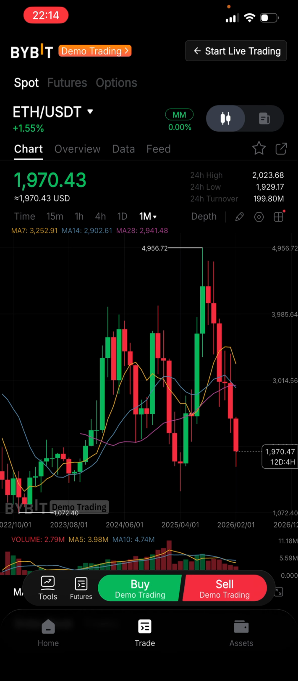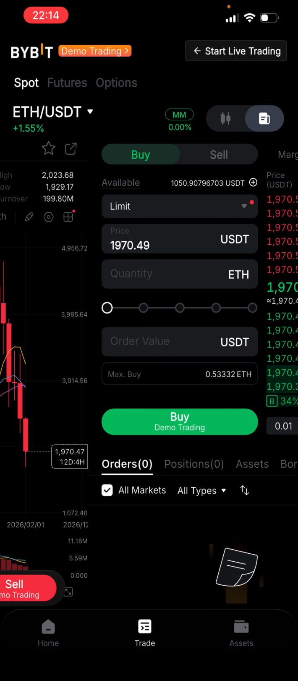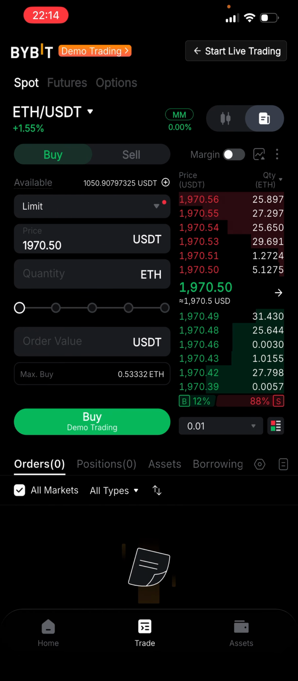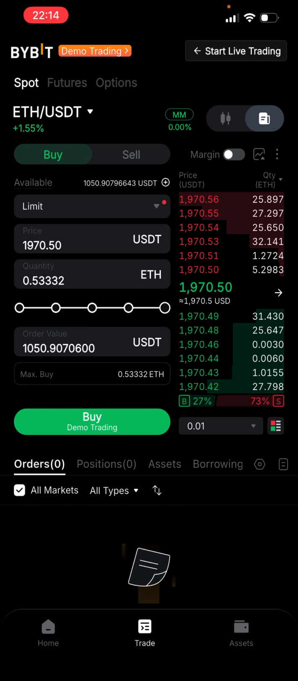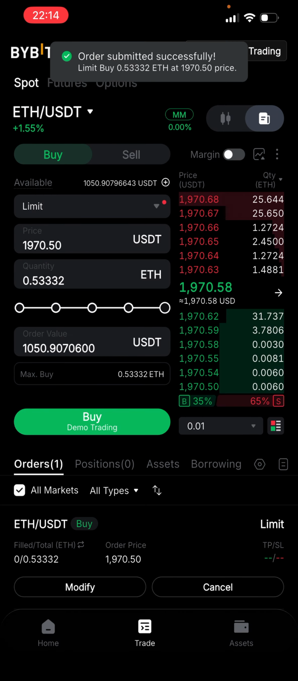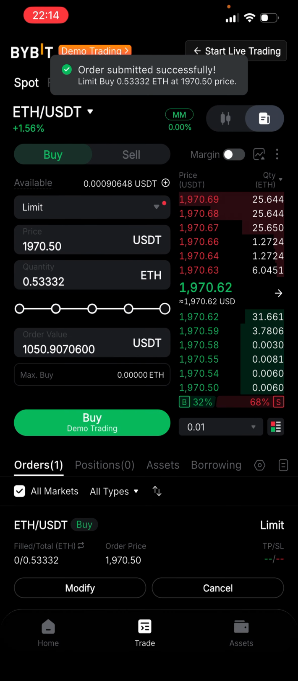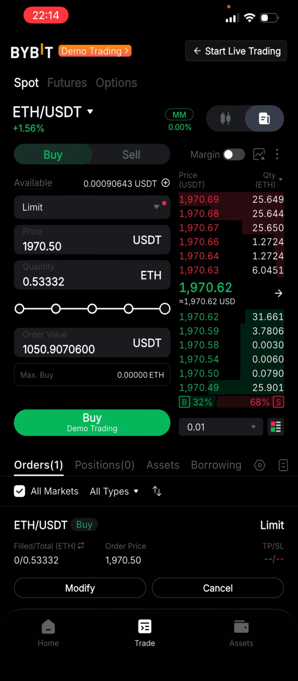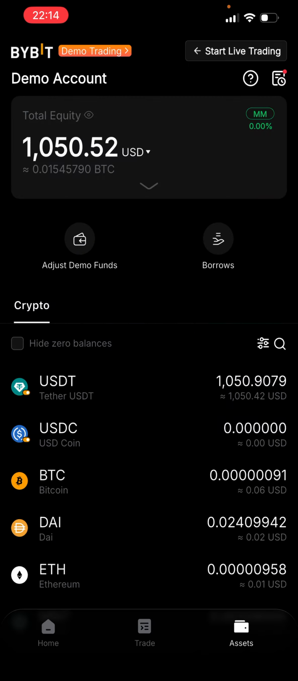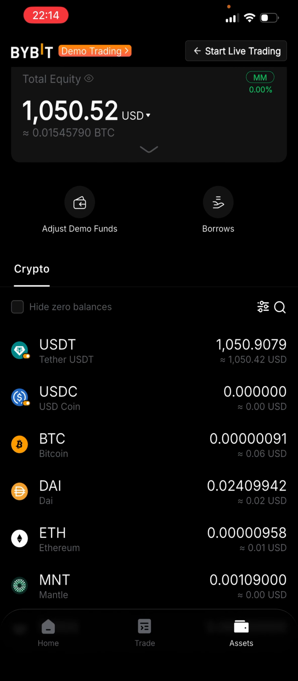So what you have to do, you come there. We will buy Ethereum. When we buy Ethereum, we use all our amount. We have 1050, and we need to end up with more than this 1050. So you buy Ethereum. Buy. You can see the order was submitted successfully. There is a fee there, but no issue. So we have already bought Ethereum.